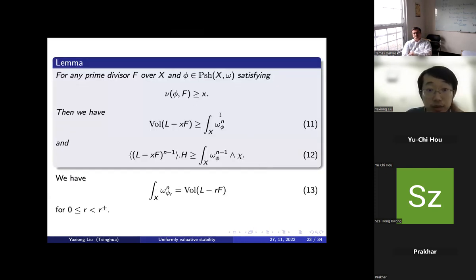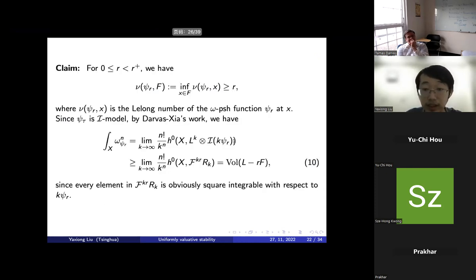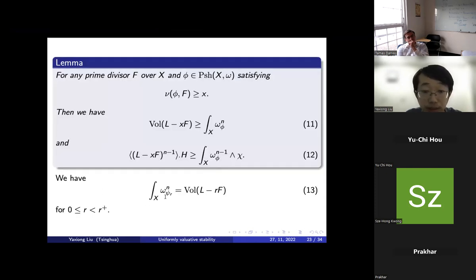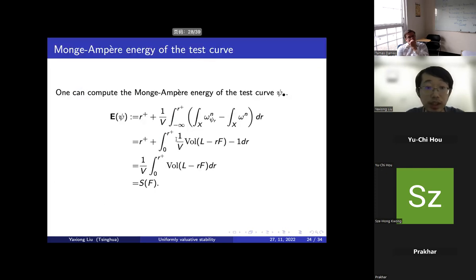For the converse direction, we have the following lemma. For any prime divisor and omega-PSH function phi satisfying that the generic Lelong number is greater than or equal to x, the volume of L minus xF is greater than the Monge-Ampère measure of omega phi. And the positive intersection product, this one, is greater than the twisted Monge-Ampère measure. So by this inequality and this inequality, we know the Monge-Ampère mass of psi r equals the volume of L minus rF. So we can compute the Monge-Ampère energy of the test curve.